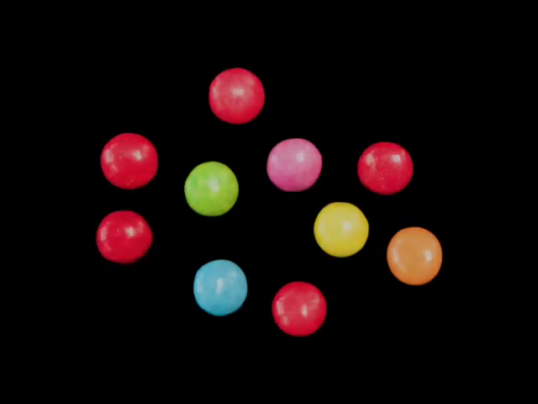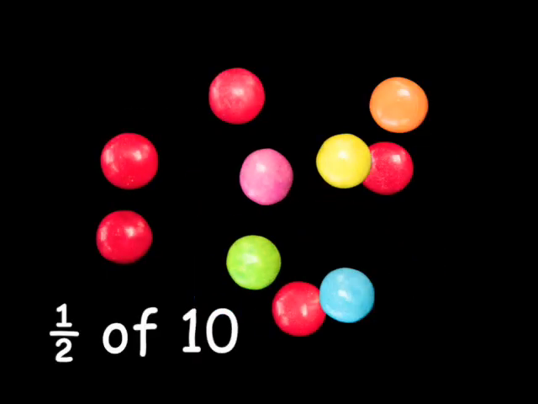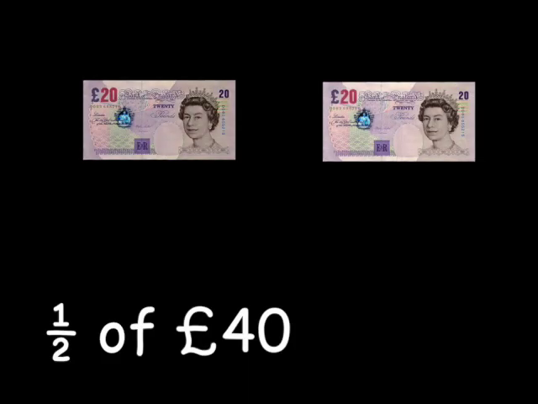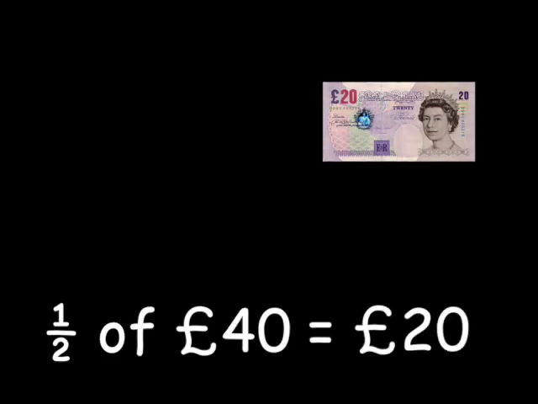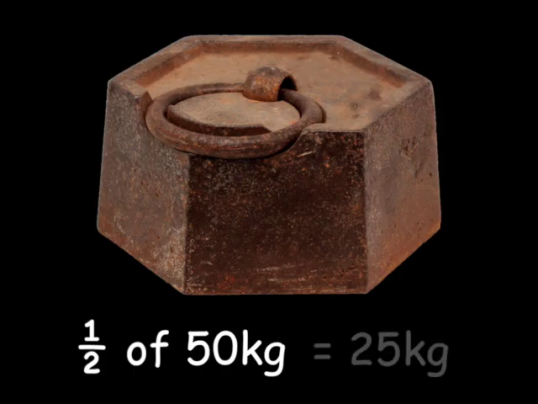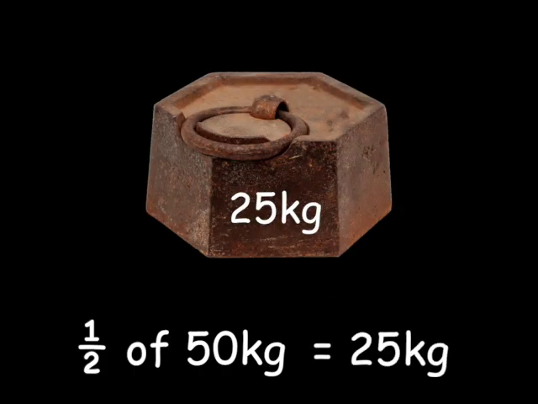Here are 10 coloured sweets. Half of them are red. 5 red sweets. To find half of something, you just divide the something by 2. So half of £40 is £20. Or a half of 50 kilograms, 50 kilograms divided by 2 is 25 kilograms.